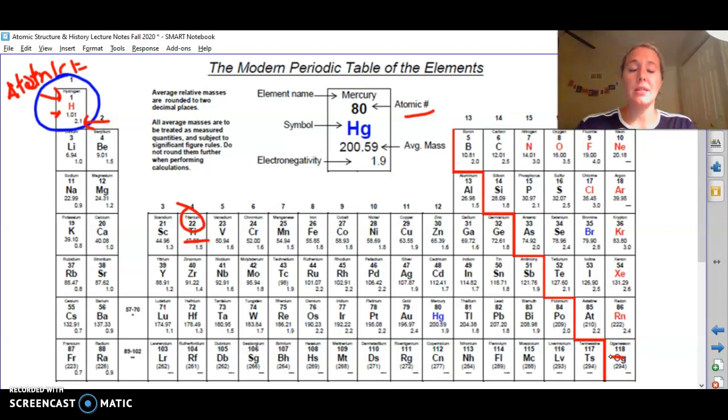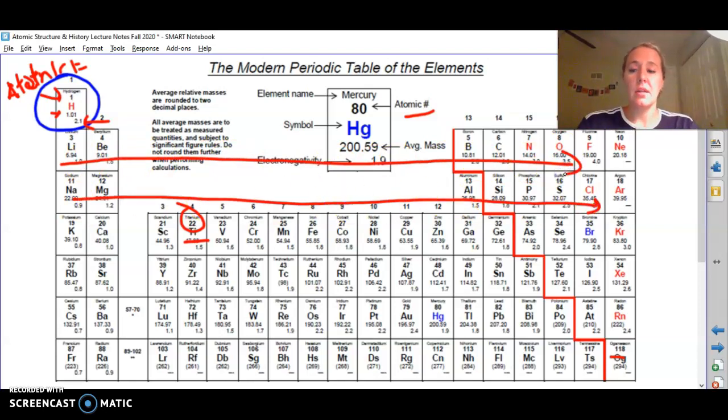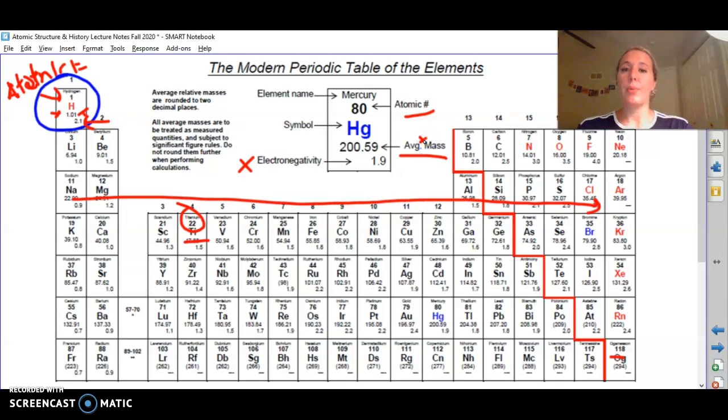Hopefully you can see that the periodic table is arranged by increasing atomic number. From left to right and from top to bottom, atomic number increases, all the way to 118. The other numbers on the periodic table are useful more so in junior level chemistry, but not so much for us. This average mass, just ignore it. You're not going to use it. And this electronegativity value is not something that you're going to pull. The only number that you're going to pull from the periodic table in this class is that atomic number.